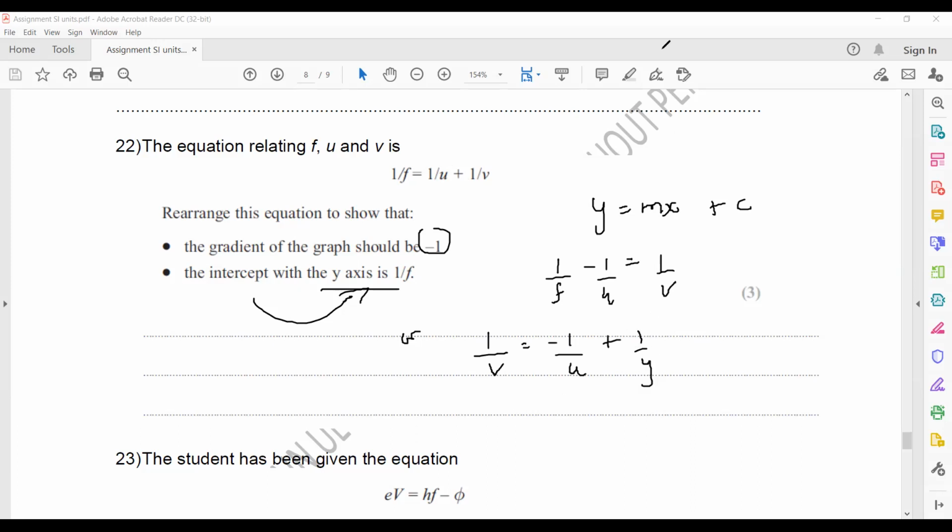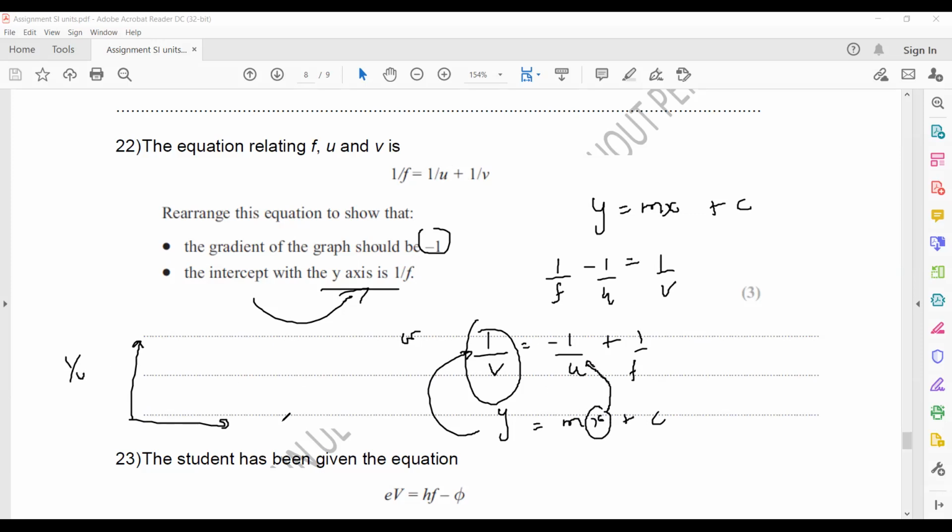So when I compare with the equation of a straight line, y equals mx plus c, on the y-axis if I plot 1 over v, and on the x-axis I plot 1 over u, my gradient will be -1, and what is the y-intercept? The y-intercept will be equal to 1 over f. So we just have to rearrange the equation and show that on the side of the gradient we have -1 and on the side of the y-intercept we have 1 over f.